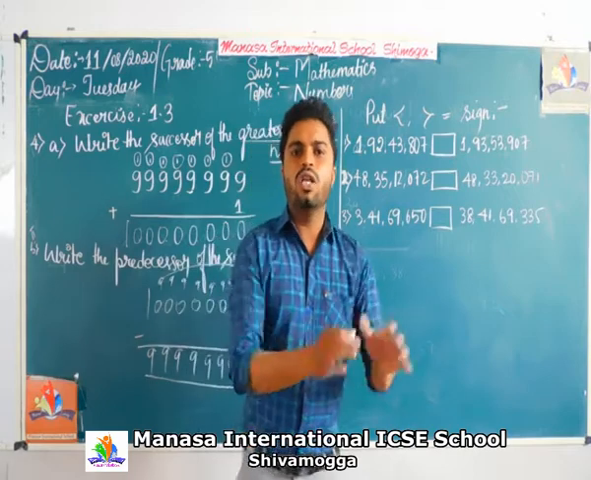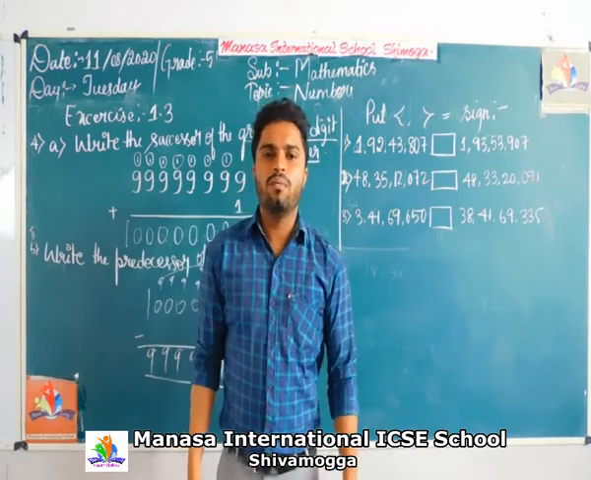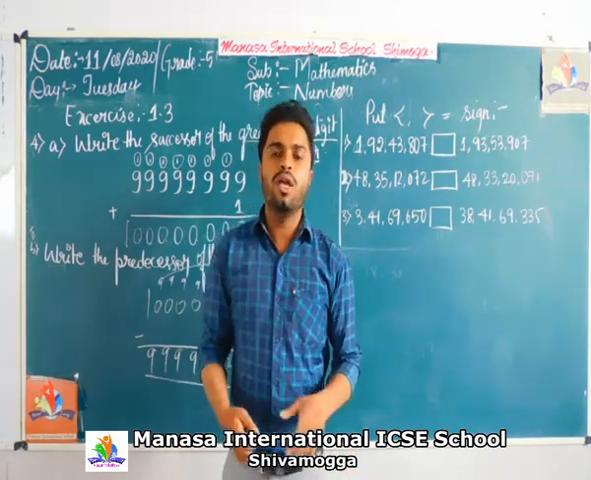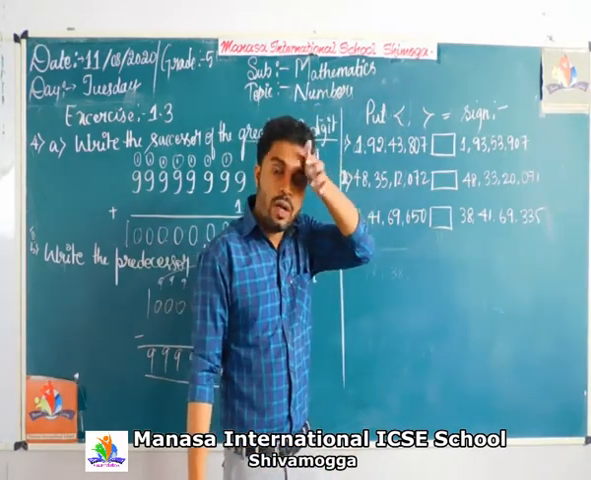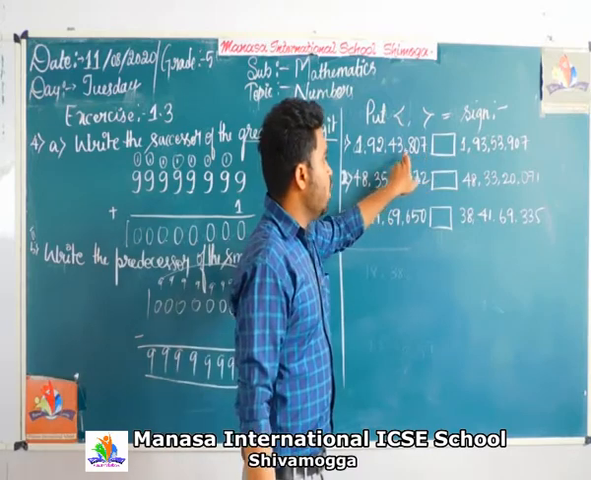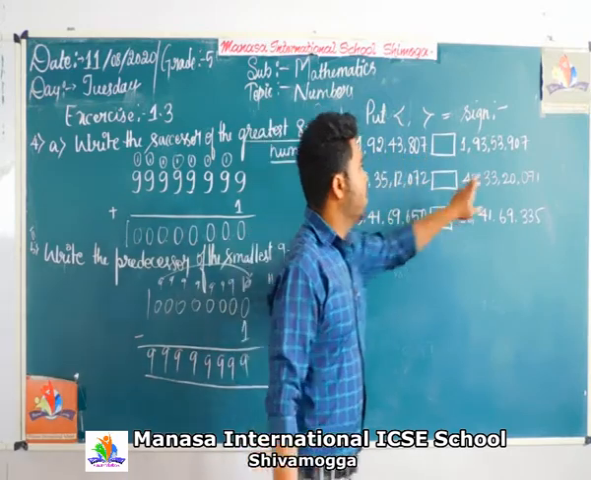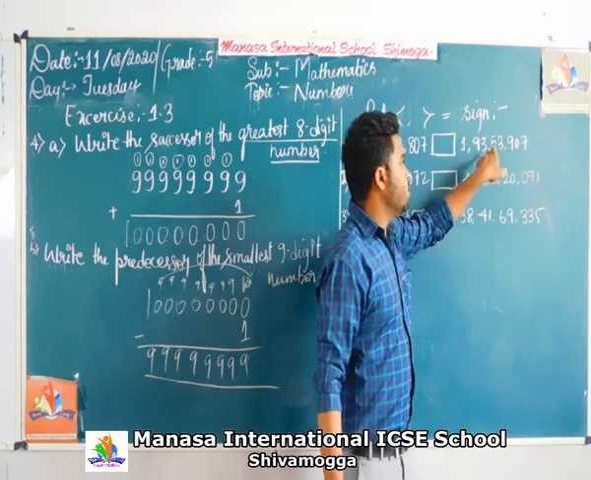For this, again you are going to compare the numbers. Before that, you are going to count the numbers first. See, you have two numbers. You are going to count. See, 1, 2, 3, 4, 5, 6, 7, 8. 1, 2, 3, 4, 5, 6, 7, 8.